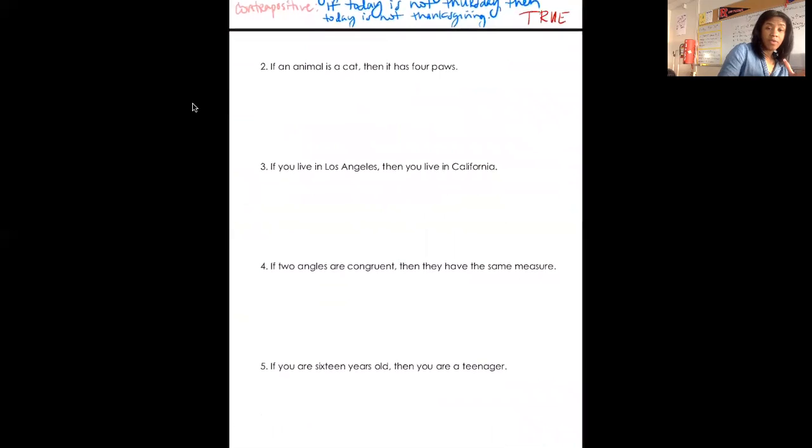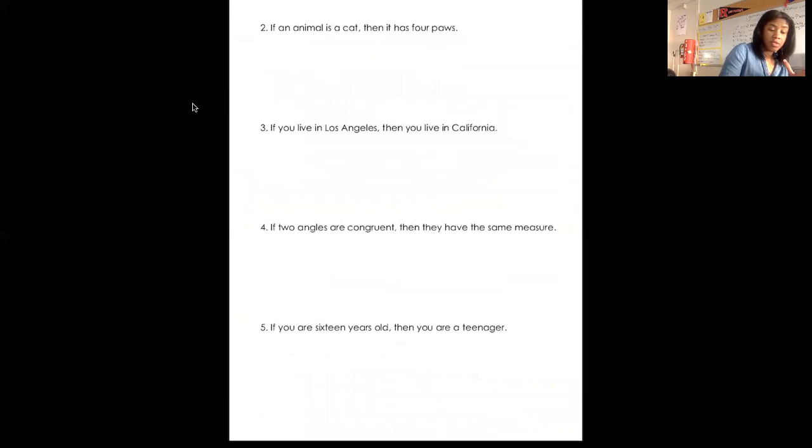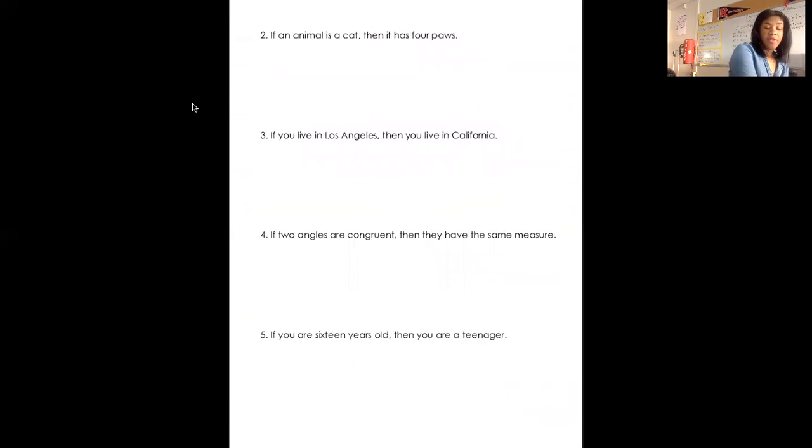So on the back, I have some more examples for you. These are some more conditionals. If an animal is a cat, then it has 4 paws. You can try that one. If you live in Los Angeles, then you live in California. If 2 angles are congruent, then they have the same measure. If you are 16 years old, then you are a teenager. Okay. Try these on your own.